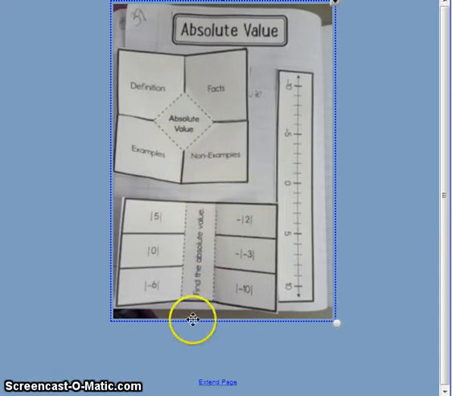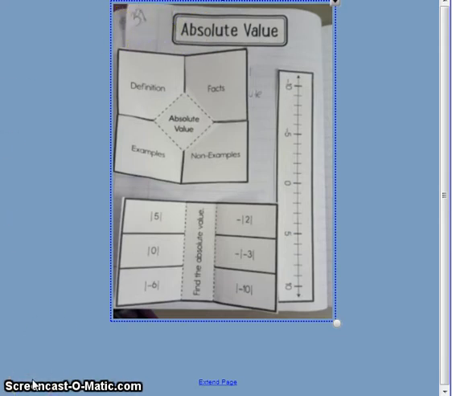This section down here is the same. You're going to glue just the middle down where it says find the absolute value so that these sections here can be lifted up. You're going to take your number line and you're going to glue it completely down onto the side, and you're going to have your title at the top. This is page 39 of your composition notebook.